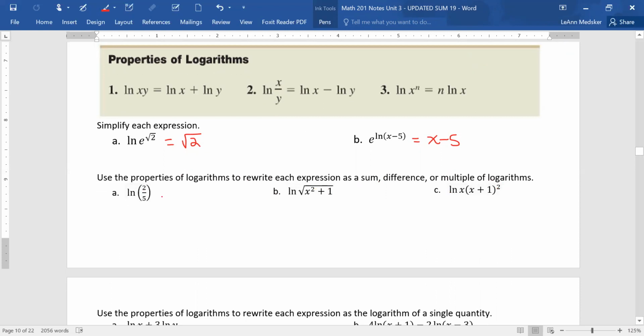So notice this is division, so I would write this using a subtraction between the two. So it's going to be natural log of 2 minus natural log of 5, and that didn't ask us to evaluate it. We're just rewriting it.